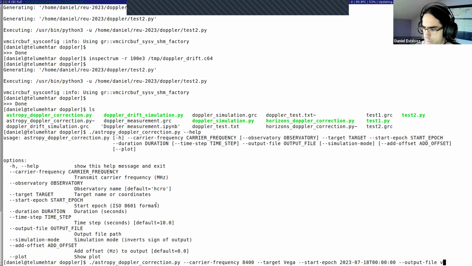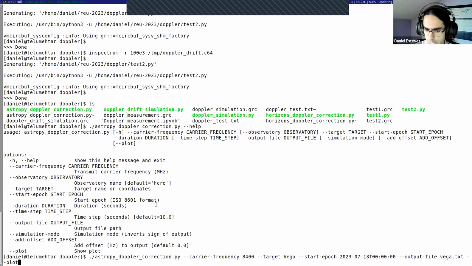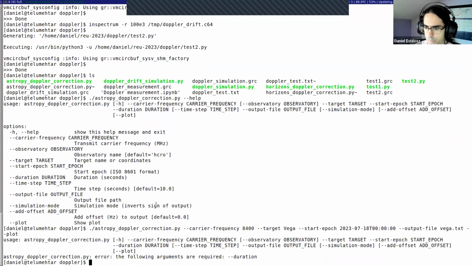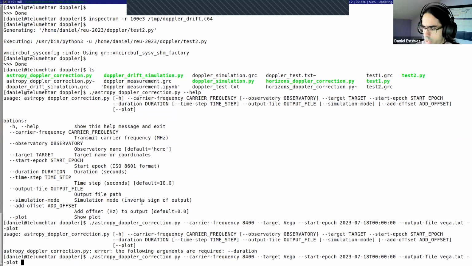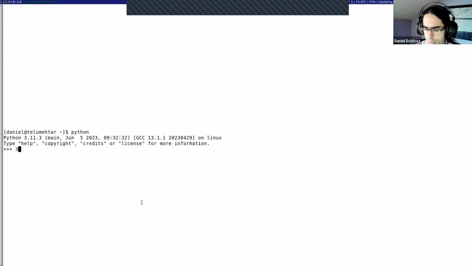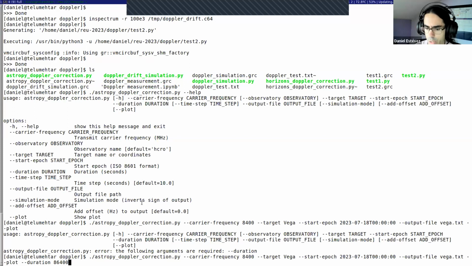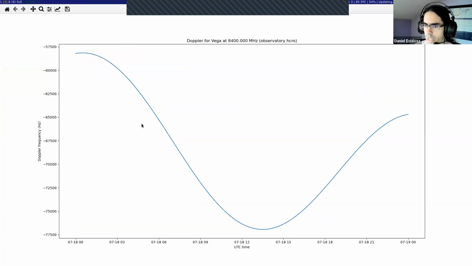An output file, I'm going to make it vega.txt, and I'm going to make a plot. I also need the duration. Let me remind myself real quickly how many seconds in a day, 86,400. So this will quickly generate 1 day of Doppler. So if we are trying to receive signals from Vega at 8.4 gigahertz from the Allen Telescope Array, this is how the Doppler will look throughout the day.